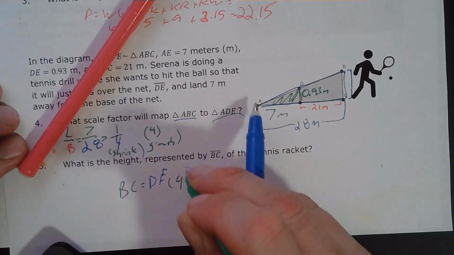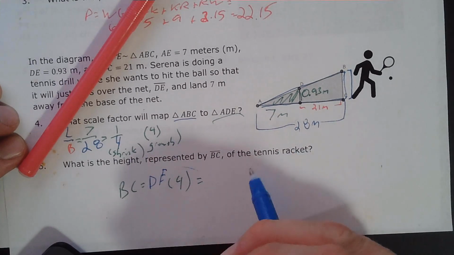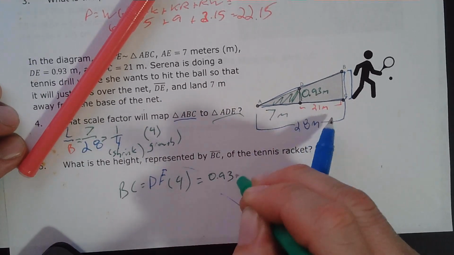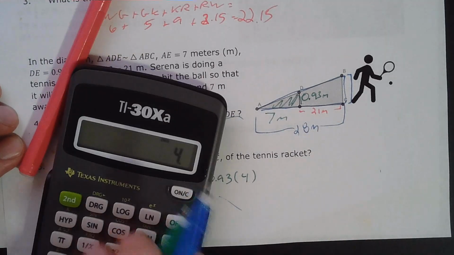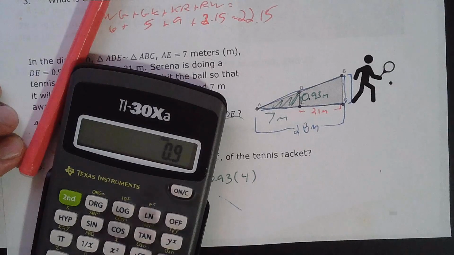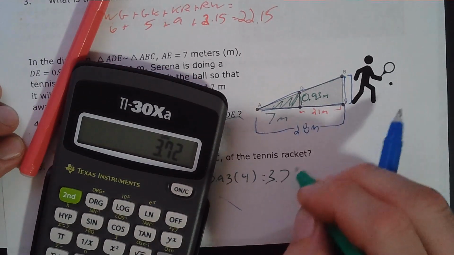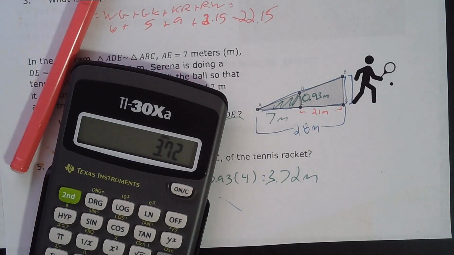Times 4 equals 0.93. 0.93 times 4 equals 3.72 meters. Don't forget your units. Alright, so there you go. That's how you do that one.